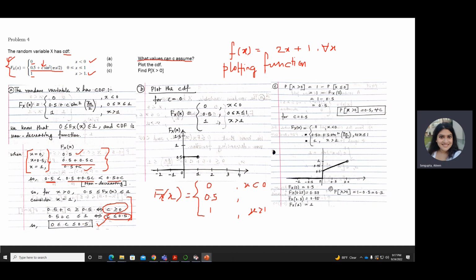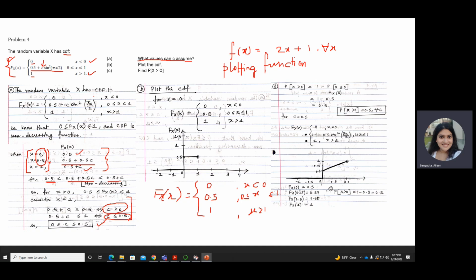So c can lie between 0 to 0.5. This is the range. If it lies between 0 to 0.5, basically, this part is going to be affected, because 0.5 is the basic value. Now, if you take the range of x between 0 and 1, the least value can be 0.5 when c is basically 0, because c can take any values between 0 and 0.5. Now, if it takes 0.5, that will also lead us to some values.